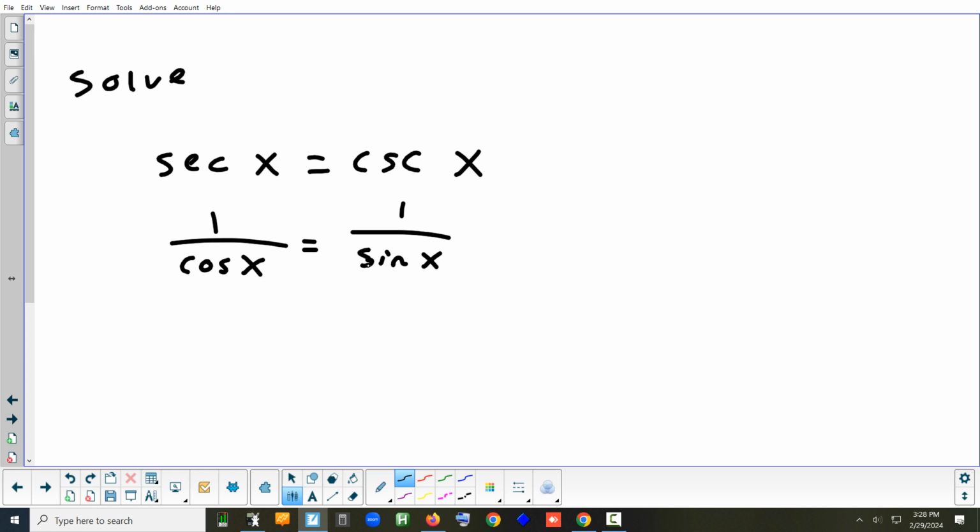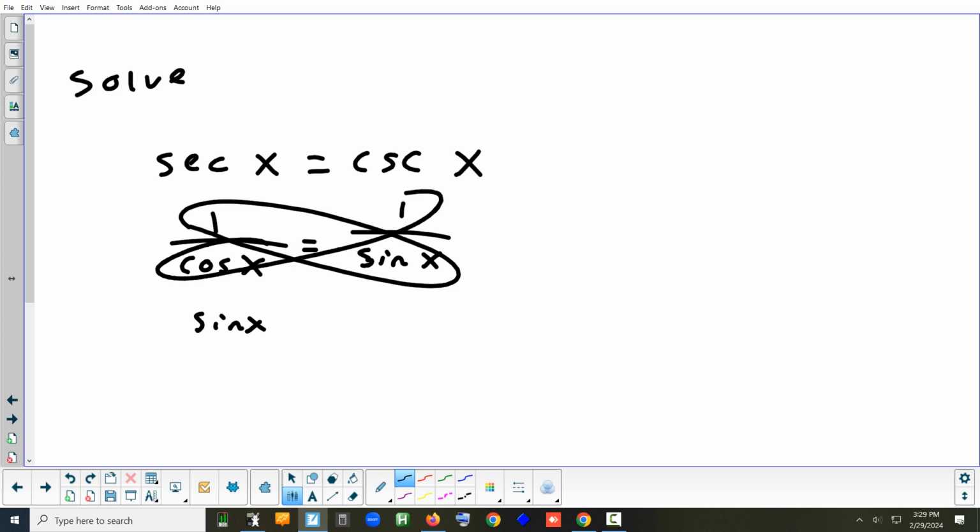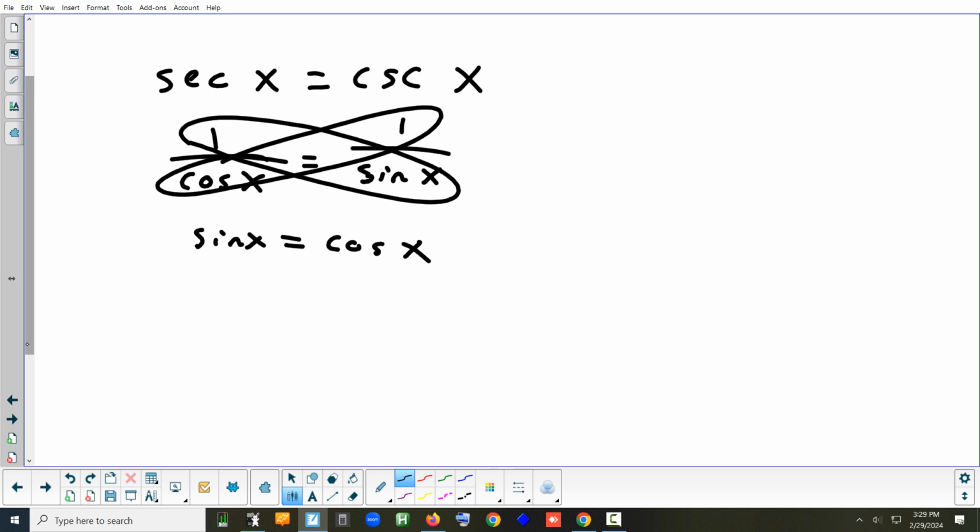Now you have a proportion. So you could cross multiply. And now you've essentially turned this problem into the same kind of problem you had before: 1 times sine equals 1 times cosine. So it's still kind of the same problem. We can work with that though. That's fine. A hint I'm going to give you is I don't want to get it equal to 0 here. I want to get it equal to 1. How could I get a 1 on one side of this?